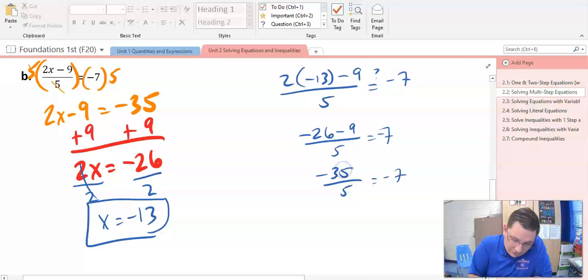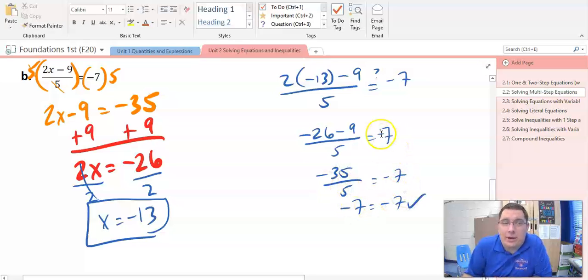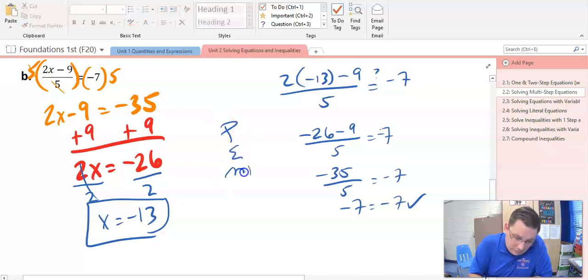And negative 35 divided by 5 is negative 7. So this answer does check out. So that's where we're at there. Again, follow the steps. Make sure that you are working through PEMDAS.